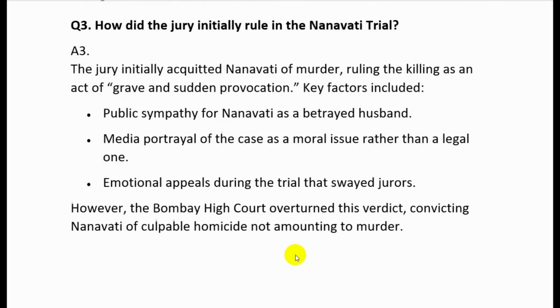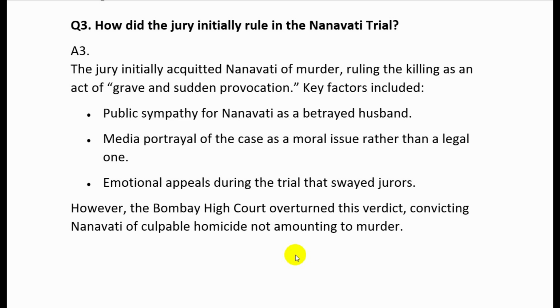How did the jury initially rule in the Nanavati trial? The jury initially acquitted Nanavati of murder, ruling the killing as an act of grave and sudden provocation. Key factors included public sympathy for Nanavati as a betrayed husband. Second, media portrayal of the case as a moral issue rather than a legal one. And third, emotional appeals during the trial that swayed jurors.